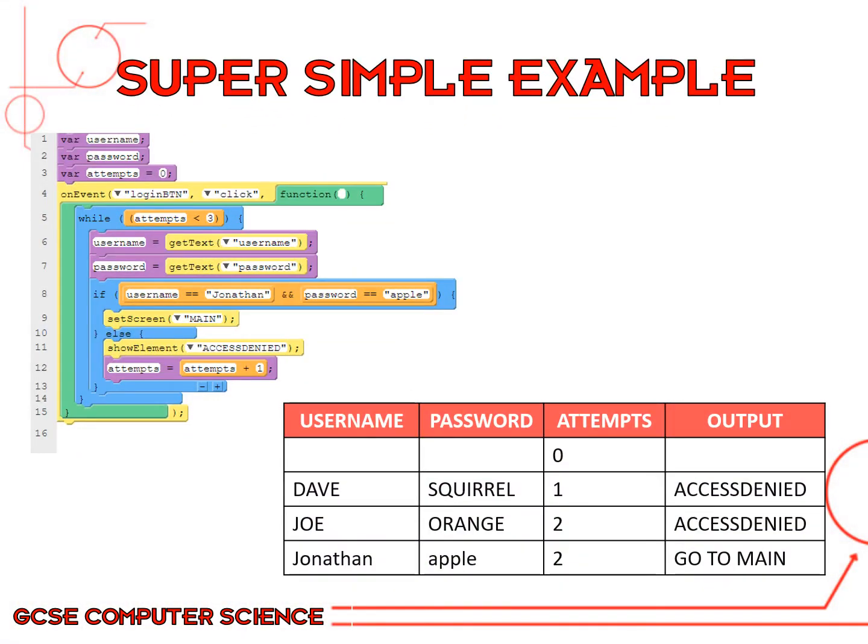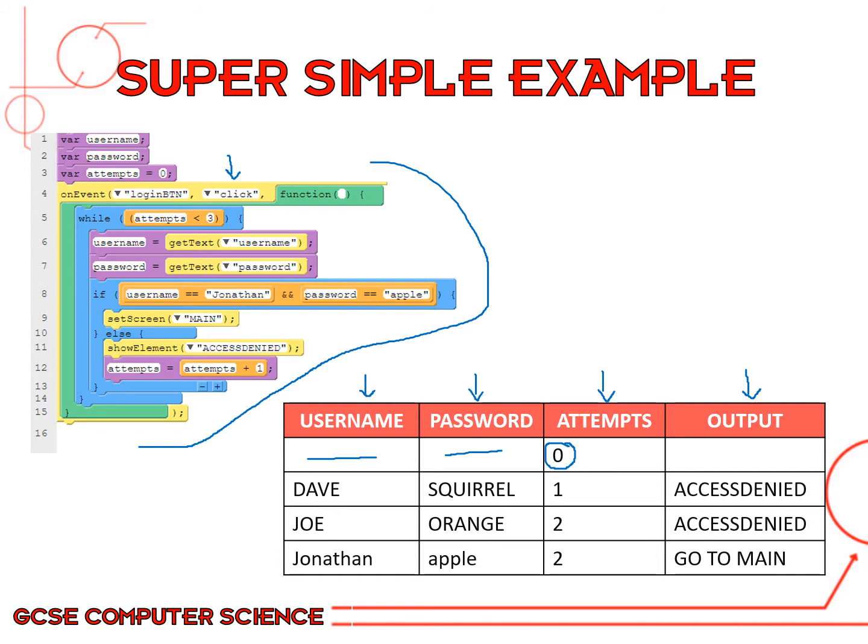So if we keep the code on the left-hand side here, I've created my truth table. First of all, I've got my 3 variables in here: username, password, and attempts. And I've also put a column in for output. So at the beginning of the program, username is blank, password is blank, attempts has already been set as 0. So I've just put that in our first row. There's no output at the beginning. Now all of this code that is here, that is not going to run until we click the login button. So we've basically got to type our username and password in first, and then we click the button.